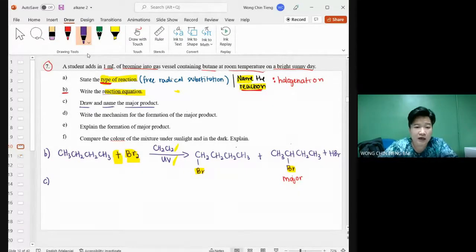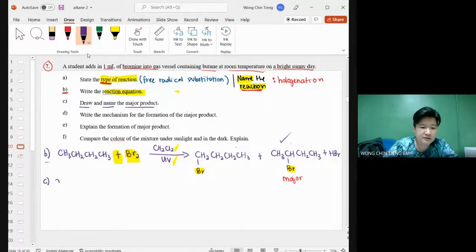So, your C over here, draw and name. Perlu lukis balik? Tak payah. Sebab apa tak payah? Kamu dah lukis. Kamu dah lukis dan kamu dah label major. Lukis dan label terus kat bahagian B, kamu dah dapat dah markah untuk draw the major product. Cuma kat sini kita hanya perlu name the major product.